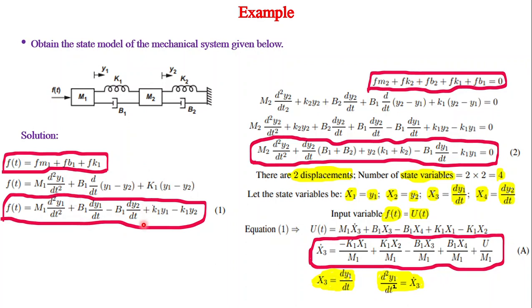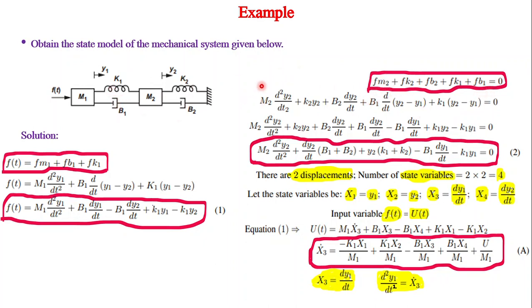So if we arrange these things like this, that is d square y1 over dt square terms, dy1 by dt term, dy2 by dt term, y1 term, y2 term, on expansion you will get equation 1. Then for the second equation, consider this mass m2, that is this degree of freedom. There is no applied force here. So 1, 2, 3, 4, 5, all are restoring forces. That is why I have written Fm2 plus Fk2 plus Fb2 plus Fk1 plus Fb1 equal to 0.